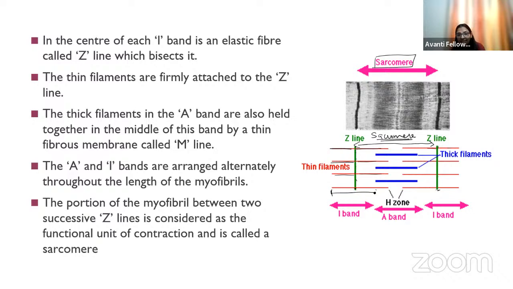From here till here is the I band. And I band only consists of actin filament or the thin filament. Remember this. Similarly, from here till here is the I band, and I band only consists of actin filament. And these actin filaments are held together or firmly attached with the Z line. In the middle, there are blue filaments present. These are the thick filament or the myosin filament.